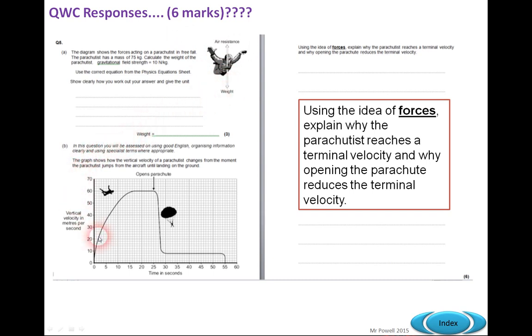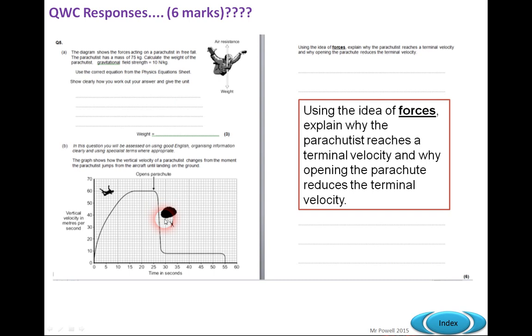Now, the QWC question then, it uses the graph. So vertical velocity in meters per second, time in seconds on the x-axis. So the skydiver clearly accelerates and gets faster and faster, even though the rate of acceleration is decreasing. Your velocity clearly goes up all the time until you reach a steady speed of 60 meters per second. You're traveling at 60 meters per second and then you open the chute and suddenly decelerate. So we've got a negative gradient on the graph showing the acceleration has become a negative acceleration or a deceleration.